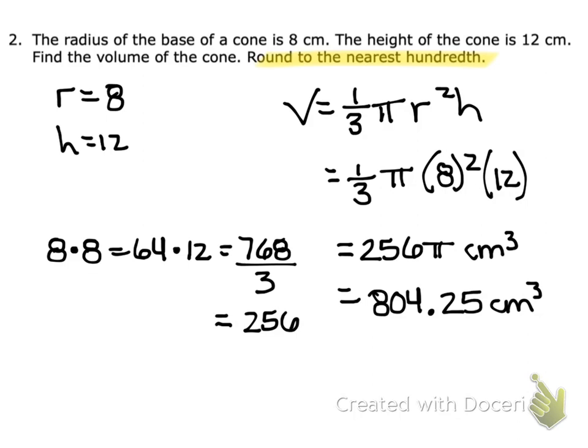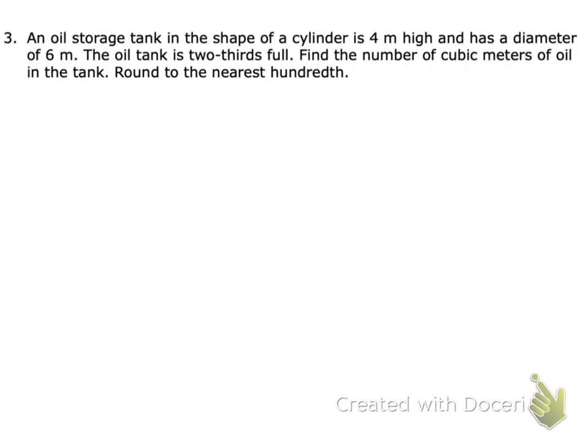Questions? All right, next example. An oil storage tank in the shape of a cylinder is 4 meters high, has a diameter of 6 meters. The oil tank is 2/3 full. Find the number of cubic meters of oil in the tank. Round to the nearest hundredth.